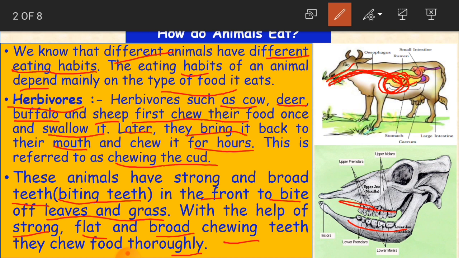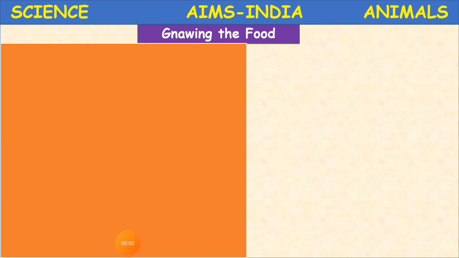In the sense, they'll make it into small tiny pieces. Okay, until the food is smooth, they'll chew it completely. So this is how the herbivores eat their food. Clear, children? Okay, and now let us see about gnawing the food.